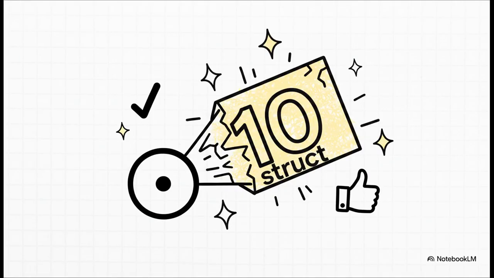And the answer is 10. The big takeaway here is the dot operator, that little period. Whenever you have a regular struct variable, like our p, you use the dot to get to its members. It's really that simple. Just remember, if it's a variable, use a dot.